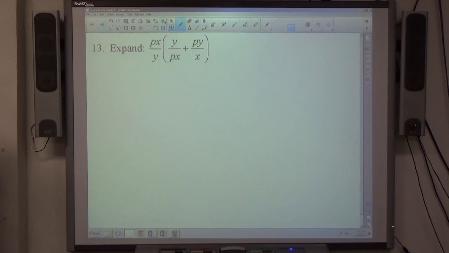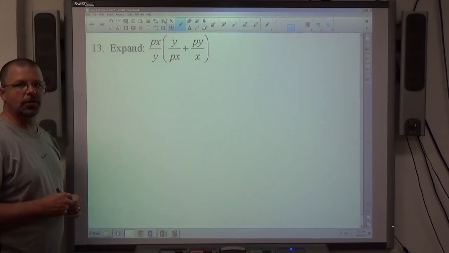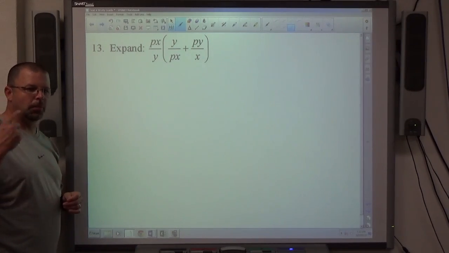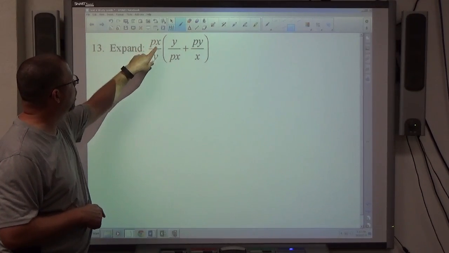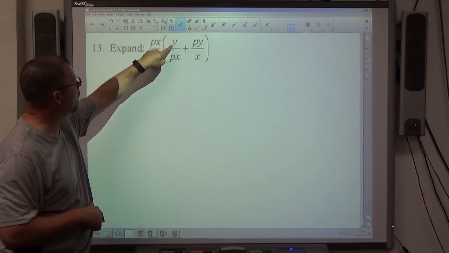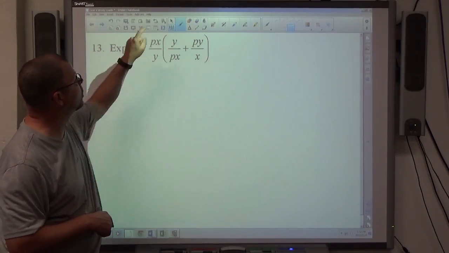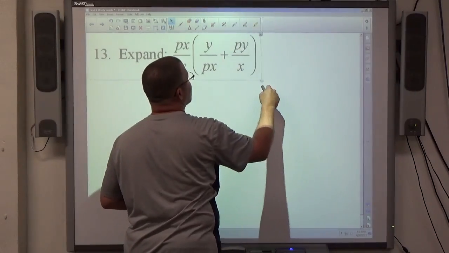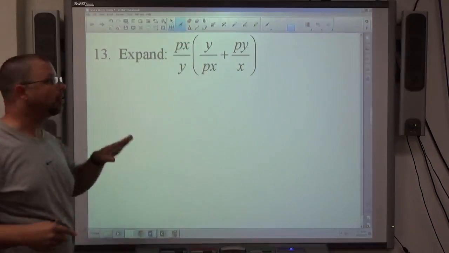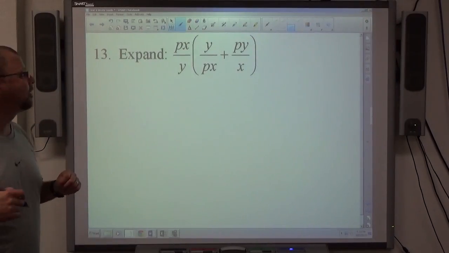13, expand. First step of expand is make sure every term is simple. Simple meaning one of each letter, all powers positive. 1p, 1x, 1y, positive powers. 1y, 1p, 1x, all positive powers. 1p, 1y, 1x, all positive powers. So this is ready to go as is. I would expect on the test that problem number 13 will be ready to go as is.